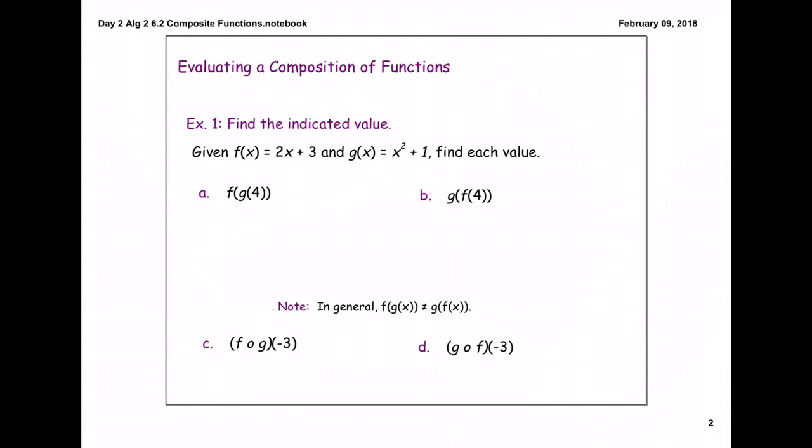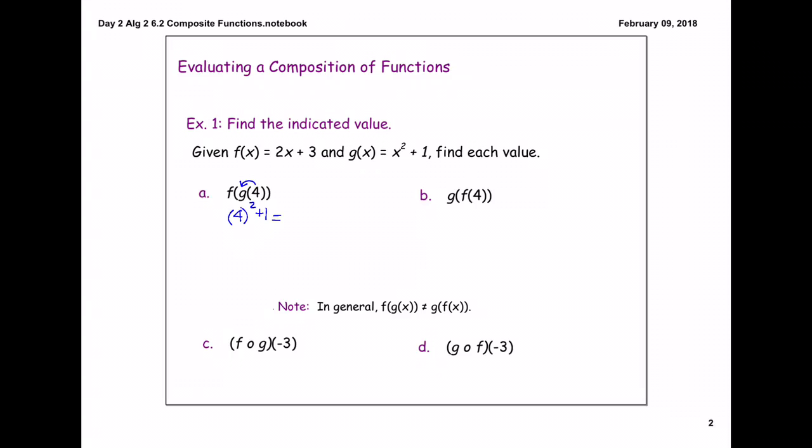Evaluating a composition of functions. Find the indicated value. Given f of x equals 2x plus 3 and g of x equals x squared plus 1, find each value. When you are composing functions, you want to start furthest inside and work your way out. So we're going to plug 4 into our g of x function, which means we want to replace our x with 4.